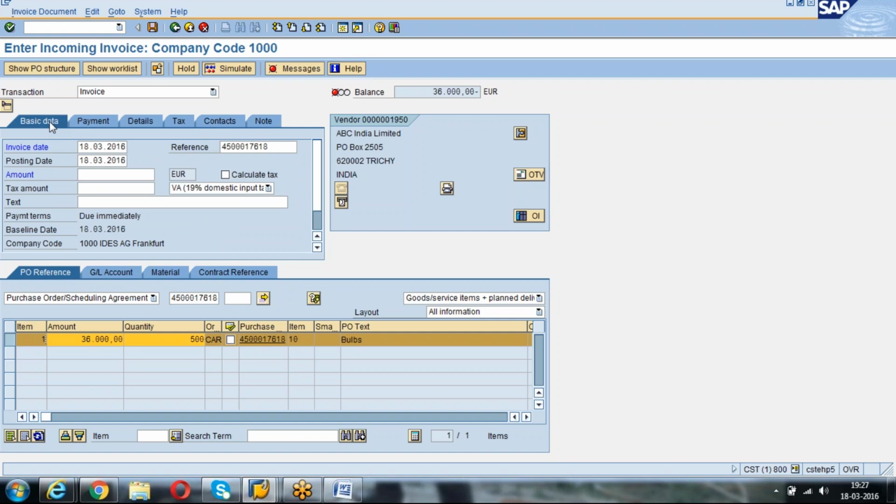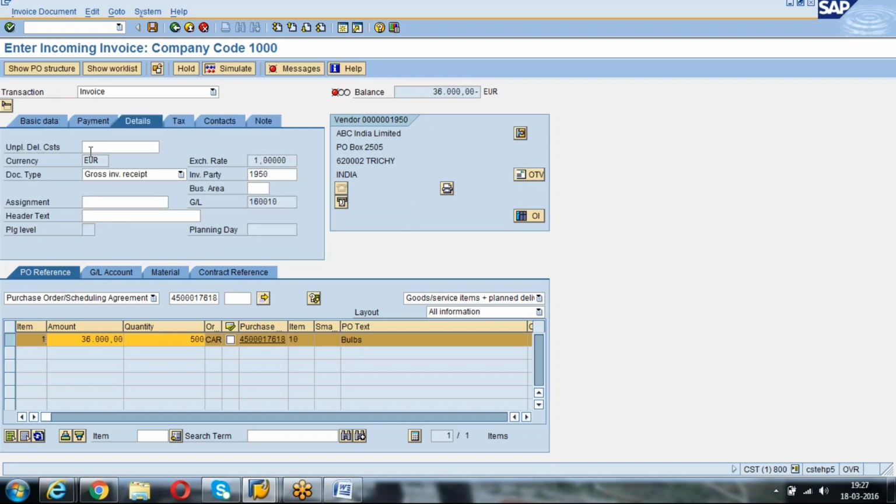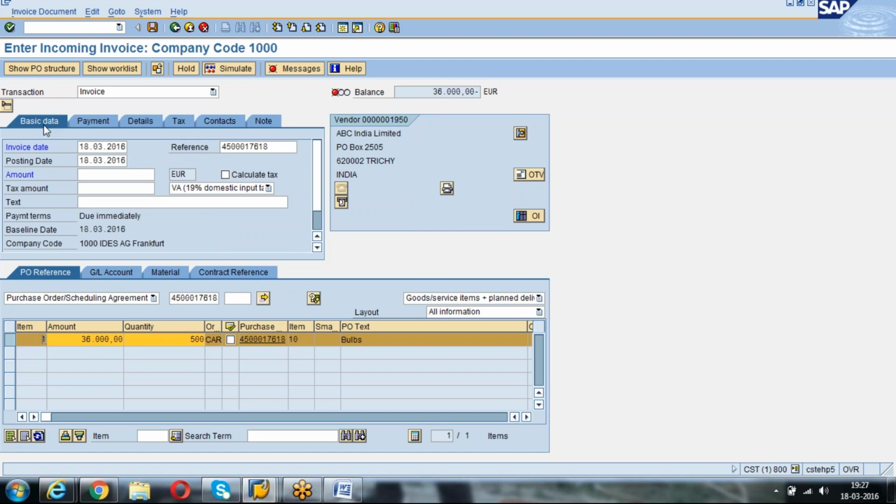That's why the vendor will send you the transportation charges at the time of invoice verification, then we give the details in unplanned delivery cost. This is one more of the important fields in invoice verification. Always ensure the line is selected, then only the process will be followed. And ensure the transaction is the invoice, because we are creating the invoice verification.